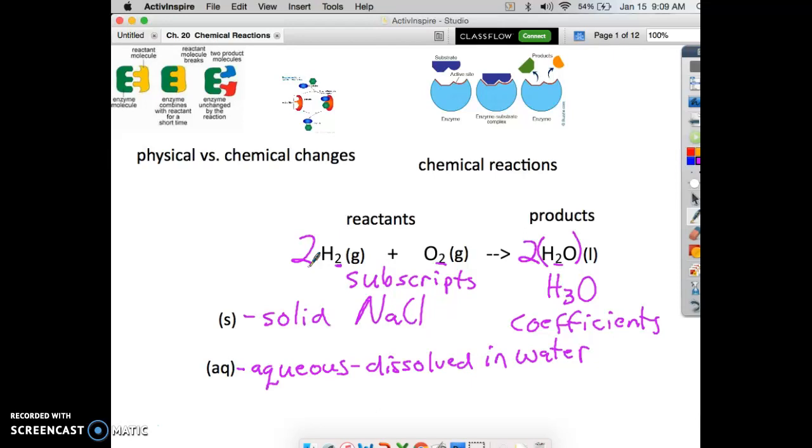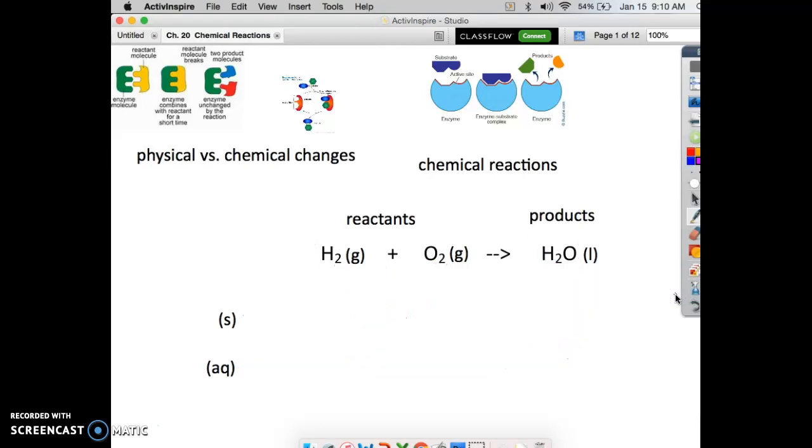Now, why do we have to have it balanced? Well, because anytime there's a chemical reaction, we cannot have matter that just disappears. Matter can't just go away. It's still there, and so you have to have the same amount of matter before as you do after, and so that's why you have to balance it out so that you have the same amount on each side.